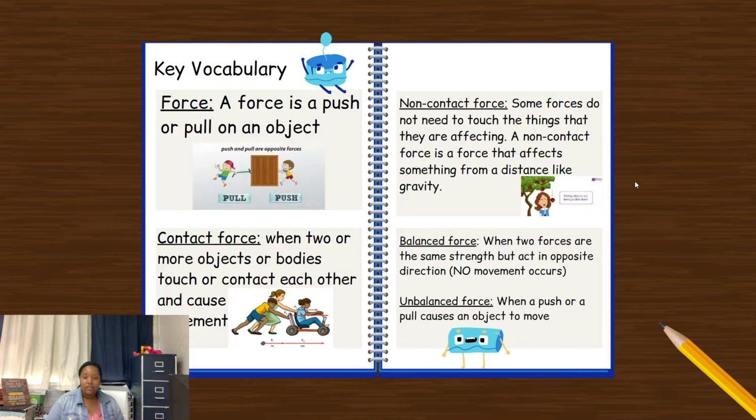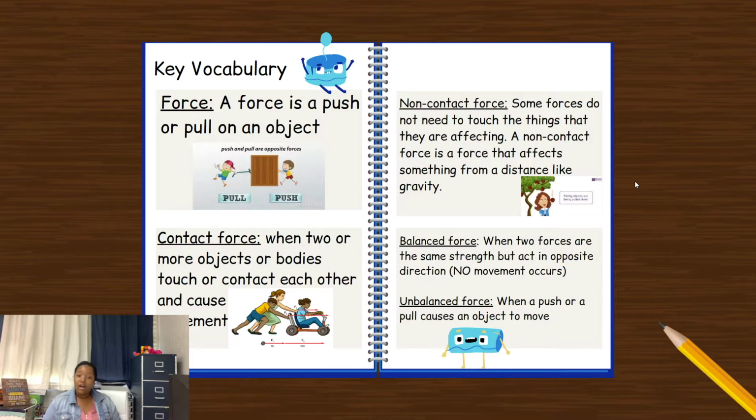The second term that I want to talk about is contact force. A contact force happens when 2 or more objects or bodies touch or contact each other and cause movement. So imagine here on my picture, we don't even have to imagine. We can see, think about a friend riding on a bike or on a tricycle or something like that, and you have your other friends giving that person a push. They are physically touching and making contact with that person and that object and making a motion happen. They're applying a contact force.